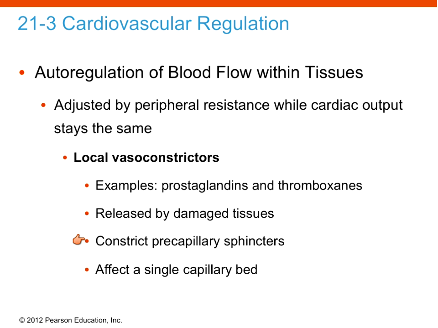Vasoconstrictors can also have a role in determining what can get through the capillary sphincters and how fast, by constricting those capillary sphincters, and they don't always have to affect the entire area. It can just affect a single capillary bed. So they can be very specific and targeted in whatever they're trying to do to regulate the blood flow going through the area.